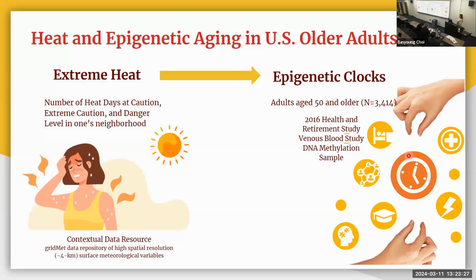And then we calculated the number of heat days at the census tract level using daily temperature and daily heat index data originally sourced from the GridMET data repository. For epigenetic clocks, we used data from the 2016 Health and Retirement Study Venous Blood Study, for whom DNA methylation was measured. So our analytic sample includes adults aged 50 and older, which is about 3,400.